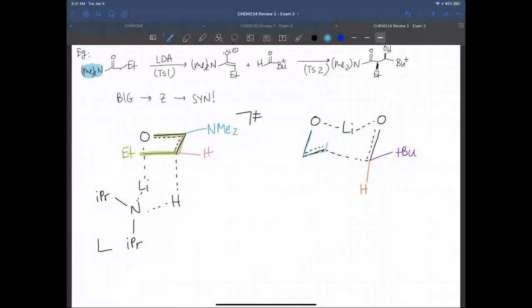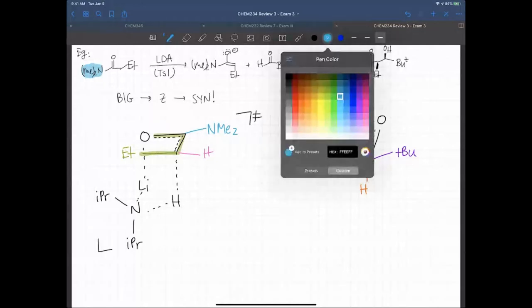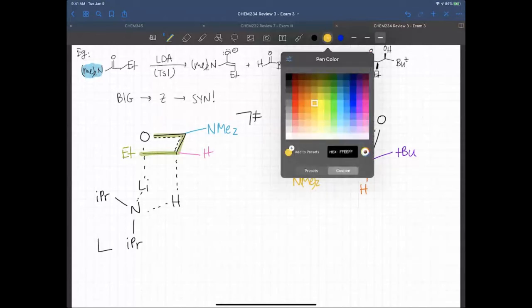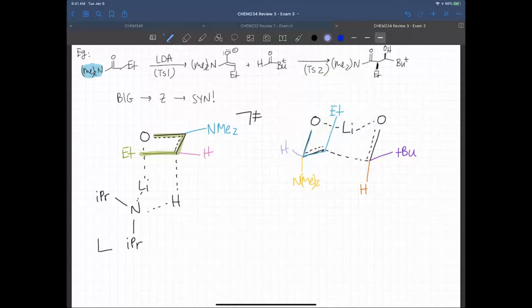So I know I need a Z alkene, right? So this would give me my Z alkene, which means my ethyl has to be here. Once you get that out of the way, everything else will fall into place. Okay, so for example, what else do I have left? I have my dimethylamine, which is going to point down. And there you go. The last thing that I need to add here is probably just a hydrogen.